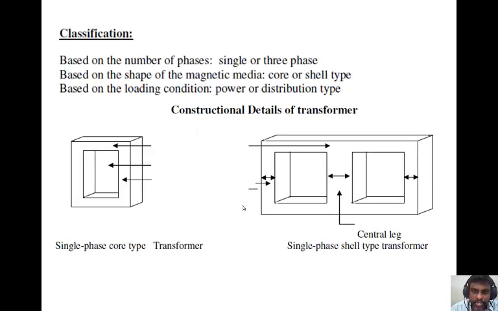So based on the classifications, based on the number of phases, we have two types of transformers: single phase or three phase transformer. Based on the shape of the magnetic circuit, we have a core type or shell type transformer. Based on loading condition, we have power transformer and distribution transformer. So this is a single phase core type transformer, and this figure shows the single phase shell type transformer, which is having a central limb.